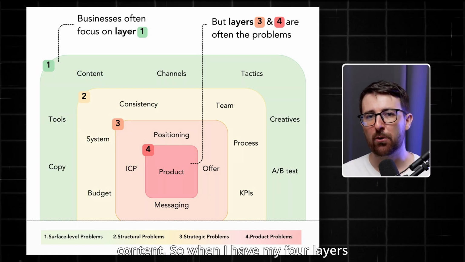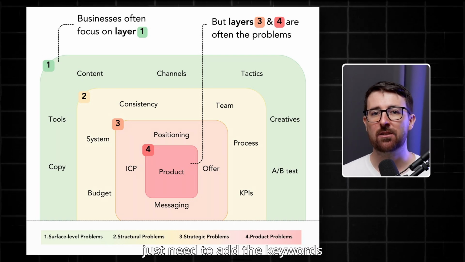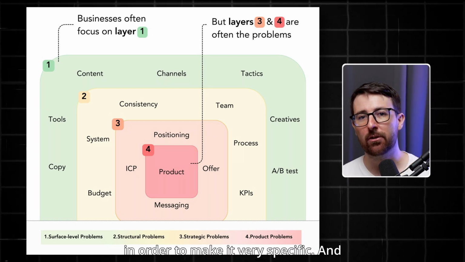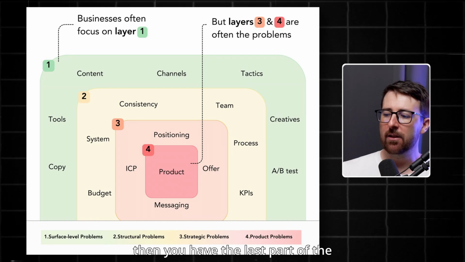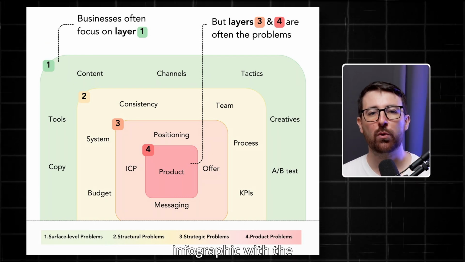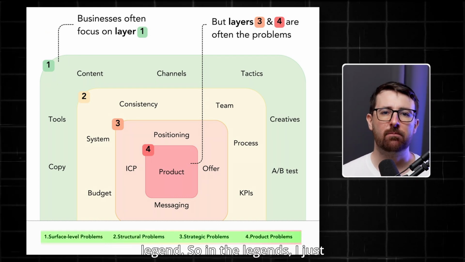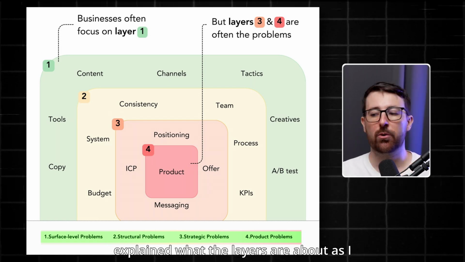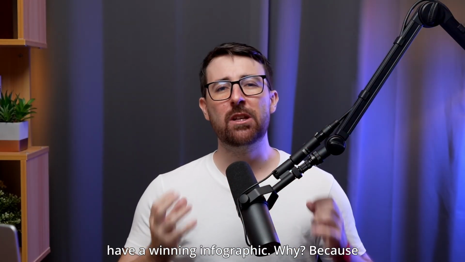So when I have my 4 layers like this, it's structured. I just need to add the keywords in order to make it very specific. And then you have the last part of the infographic with the legend. So in the legend, I just explained what the layers are about, as I explained. So here you have a winning infographic.